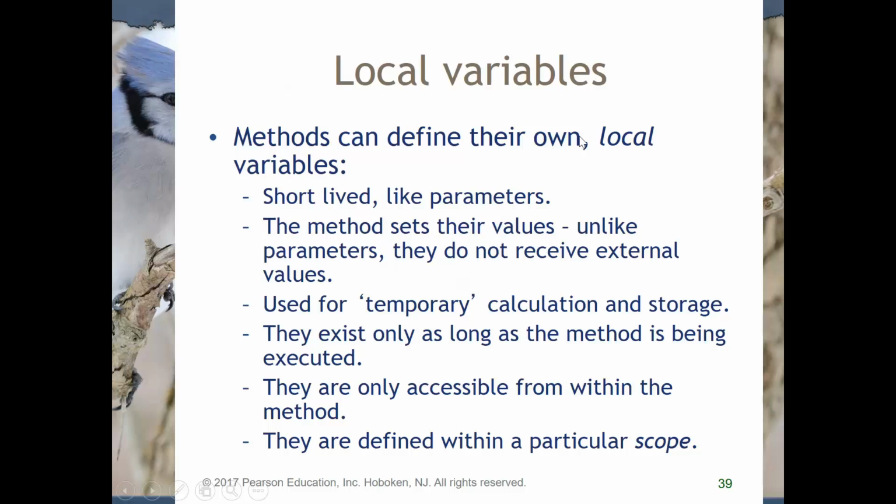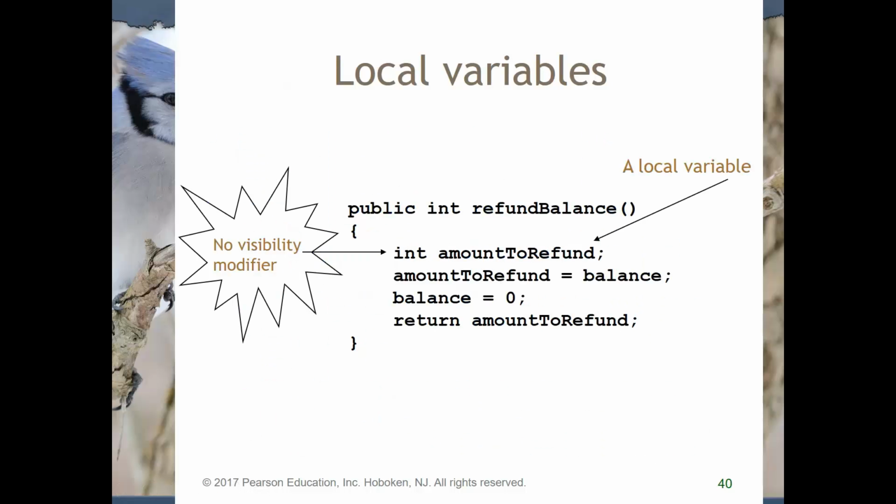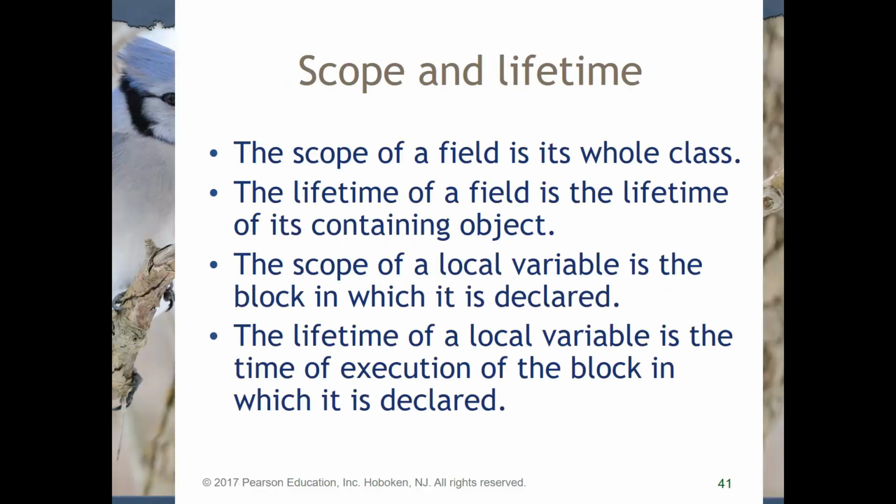Methods can define their own local variables. Nothing surprising, we talked about that already. Used for temporary calculation. They're only accessible from within the method because they only have scope. Why? Because they're between those braces. Int amountToRefund. No visibility modifier. Note that. It wouldn't make sense because it only exists at this point. So amountToRefund equals the balance. Balance equals 0. Return amountToRefund. Okay? That's the right way to write this.